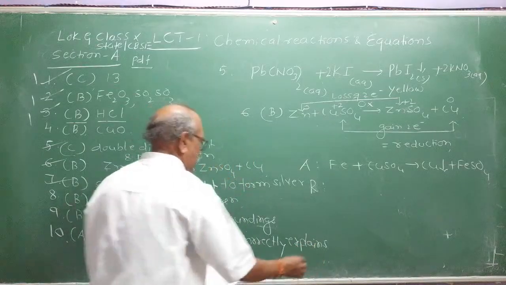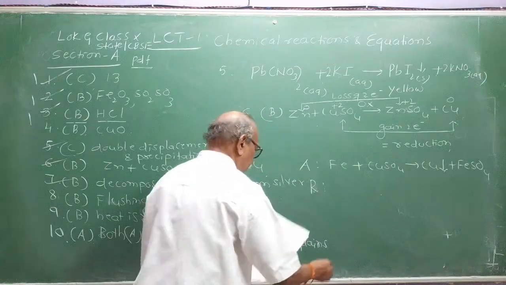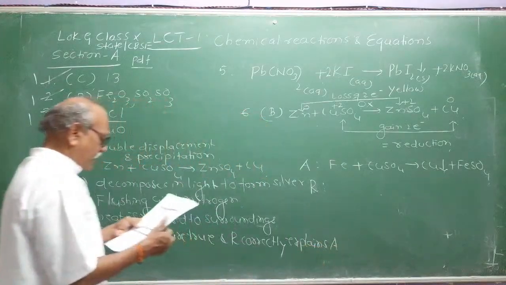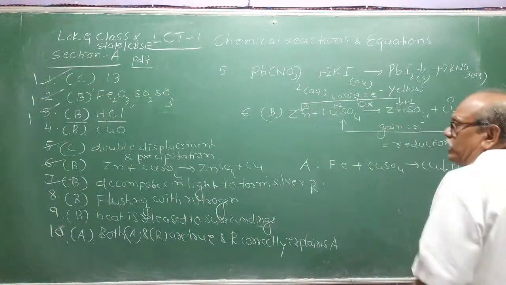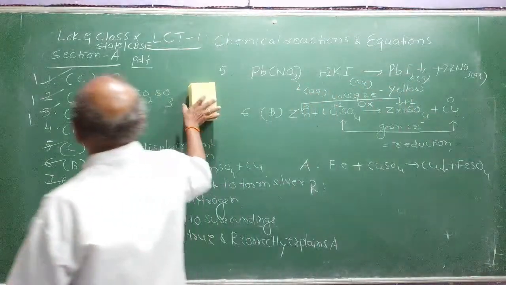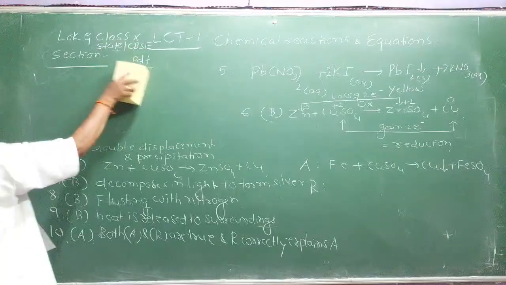R correctly explains A. Assertion, correct answer. They are the multiple choice questions. You make the total of all the MCQs. Right? Now we'll move on to Section B.